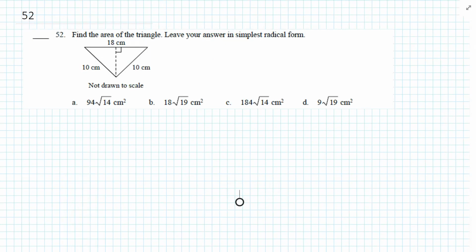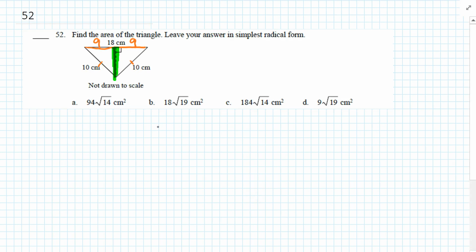52. Find the area of the triangle. Leave your answer in simplest radical form. Okay, we got a few different ways we could attack this problem. So let's think about what we could do. We know this triangle is an isosceles triangle. So we know this base must be 9 and 9. So how can we find the height of the triangle? Well, we know we have two right triangles with a hypotenuse of 10 and one base of them is 9.